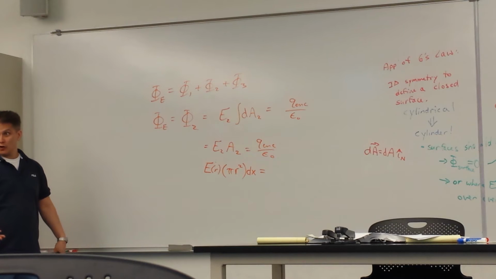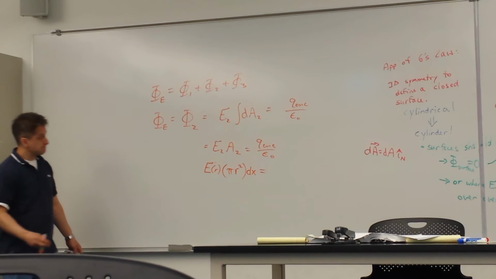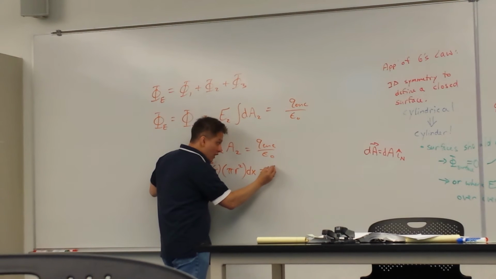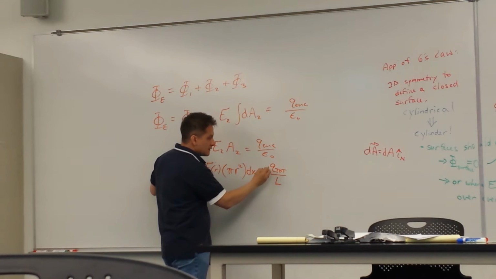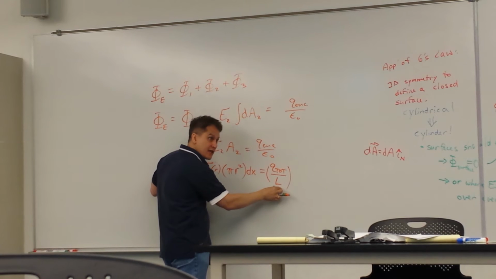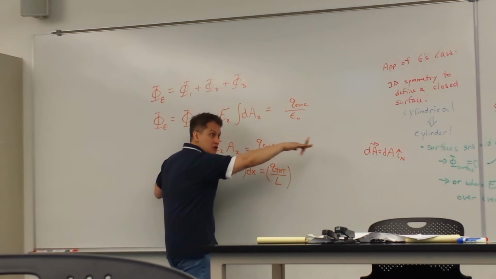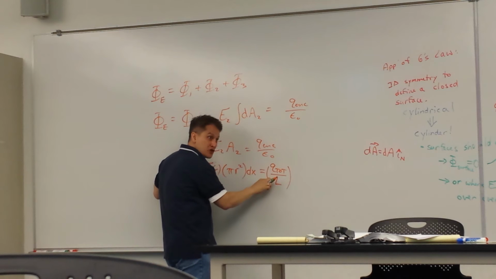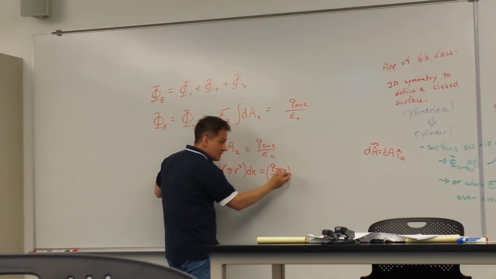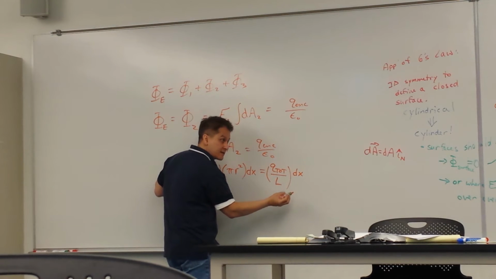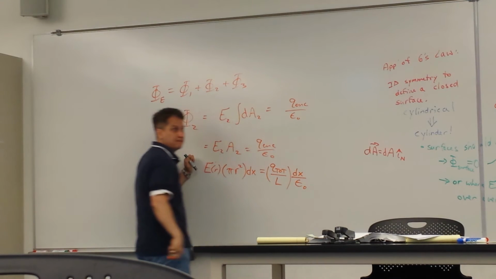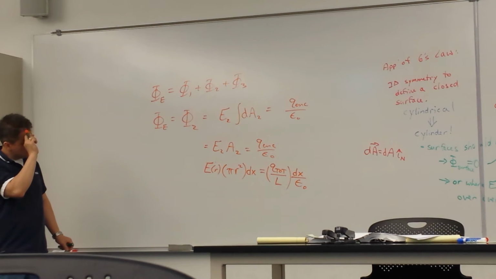Now the other side I've got Q enclosed. But I could write Q enclosed as the total charge Q divided by the length of the line. That's the amount of charge relative to any segment of the line. So for all the charges along the line, the ratio of charge to length is constant, times the amount of segment I'm enclosing, which is dx. I can divide all of that by epsilon naught. And there's what's wrong with this.